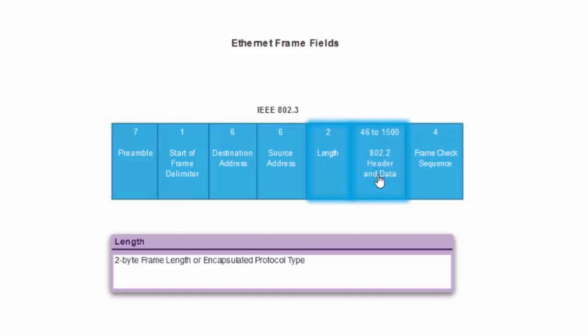The data part, as we can see here, ranges from 46 all the way to 1500. If we subtract the control fields, the header and the trailer fields, we come up with a minimum length of 46. So if you subtract all these fields from 64 bytes, you get 46. So the minimum is 46 and the highest is 1500.